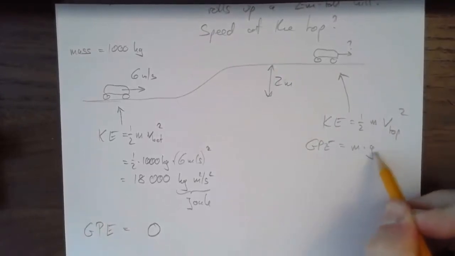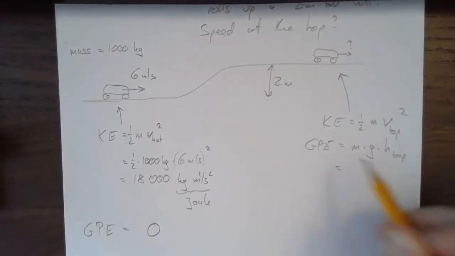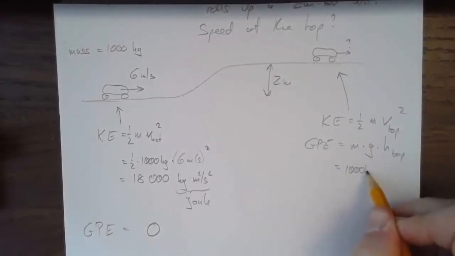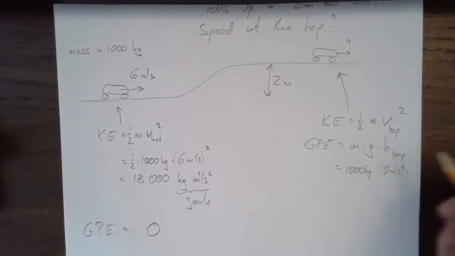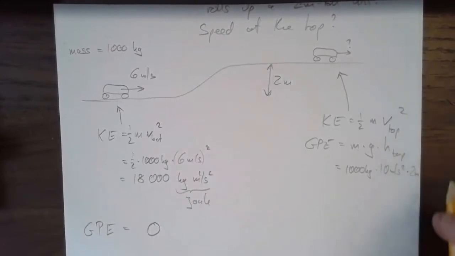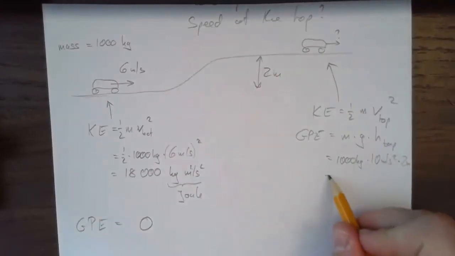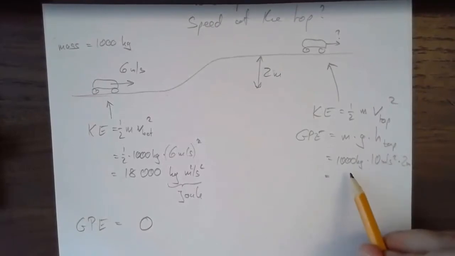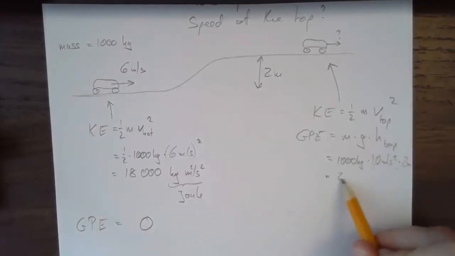The gravitational potential energy here, however, I can work out, and it's not 0. It's m times g times h at the top, and that comes to 1,000 kilograms times 10 meters per second squared times h, 2 meters. Notice the units, kilogram meter squared per second squared, still the same. What does this come to? This comes to 1,000 times 10, that's 10,000, times 2 is 20,000.